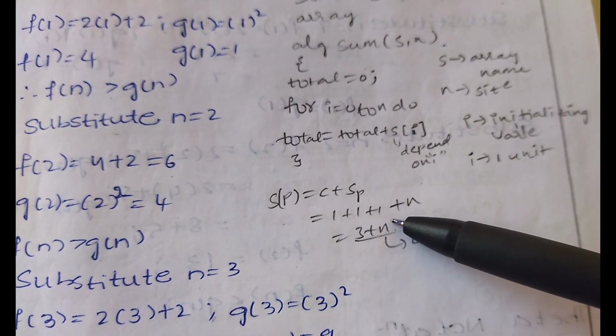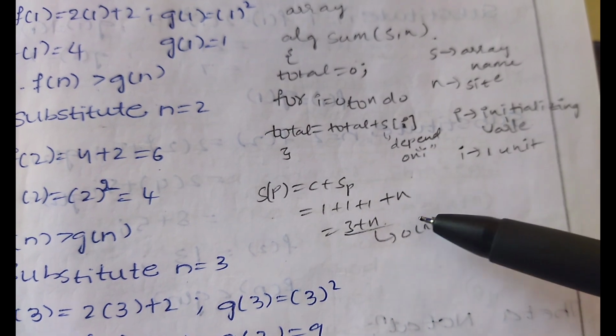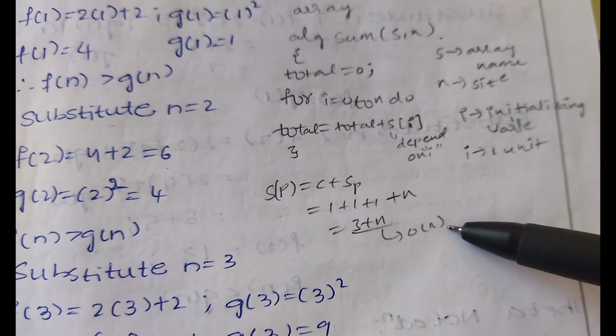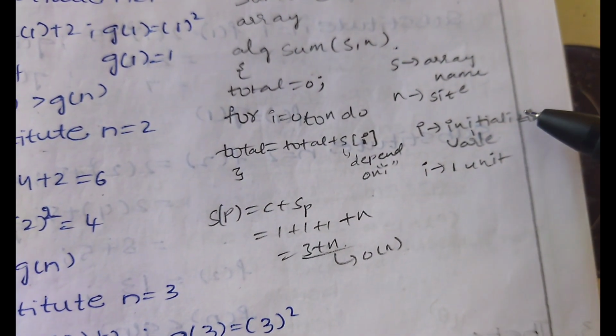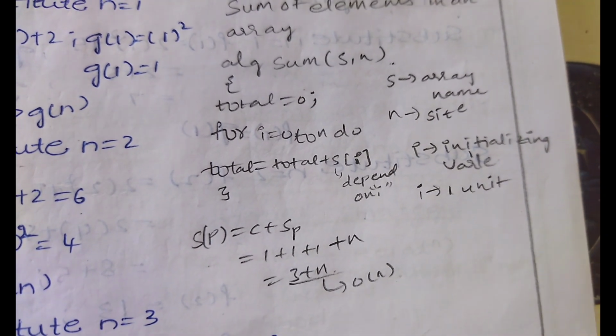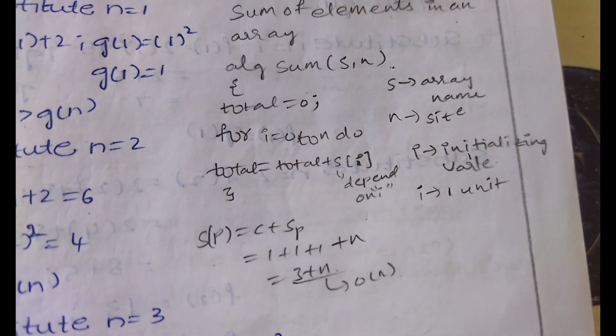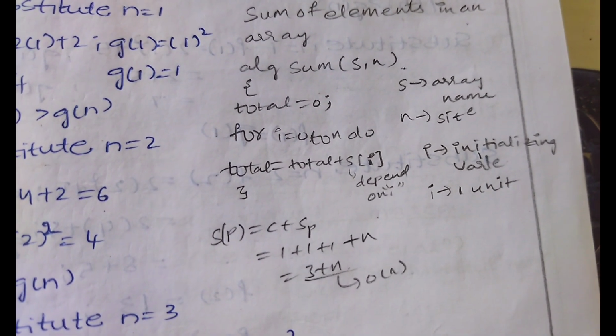Here we are adding the values like 3 plus n. This is the order of n. i is the initializing value, like 1 unit, 2 unit, like that. n is the size, S is the array name.